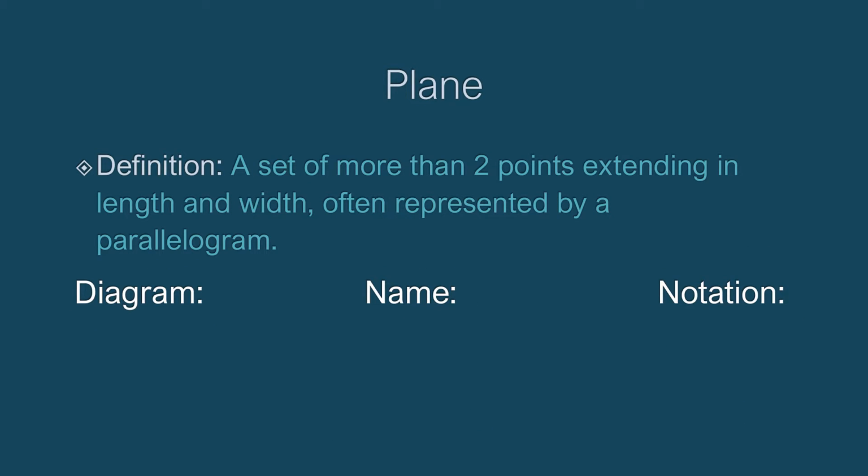Next up is a plane. A plane is a set of more than 2 points extending in length and width, often represented by a parallelogram. A parallelogram is kind of like a rectangle, but the lines are all slanted. We'll get to naming a plane in a second. To draw it, a parallelogram kind of looks like a square or a rectangle, but has slanted lines.